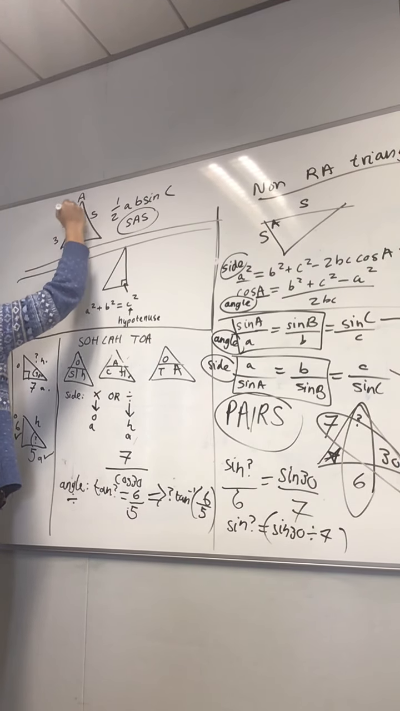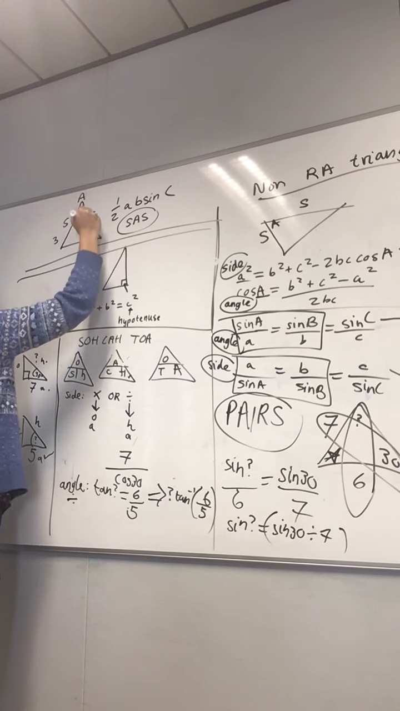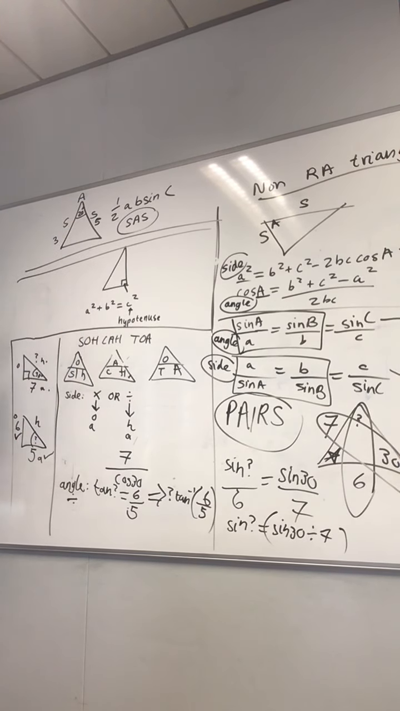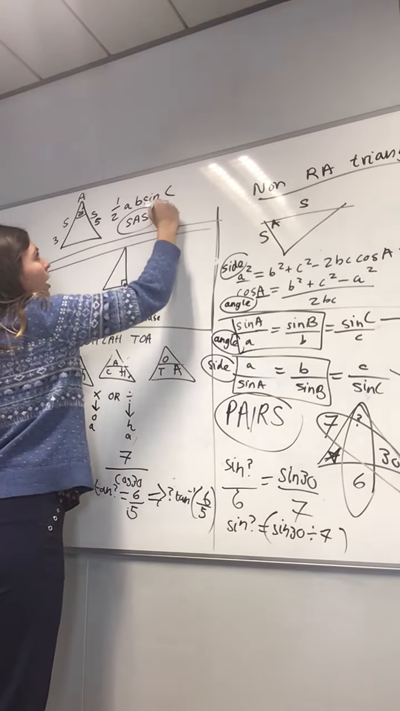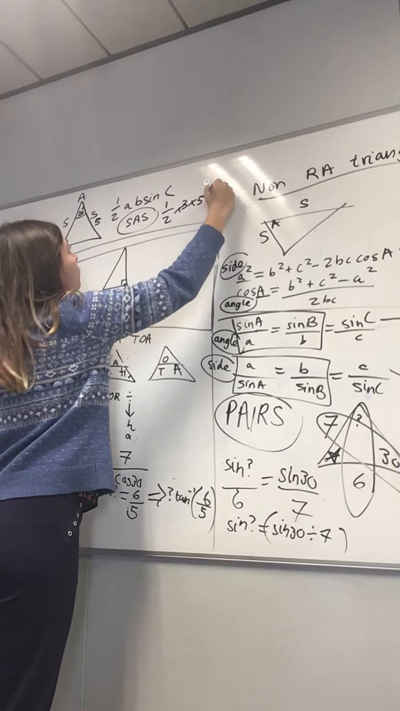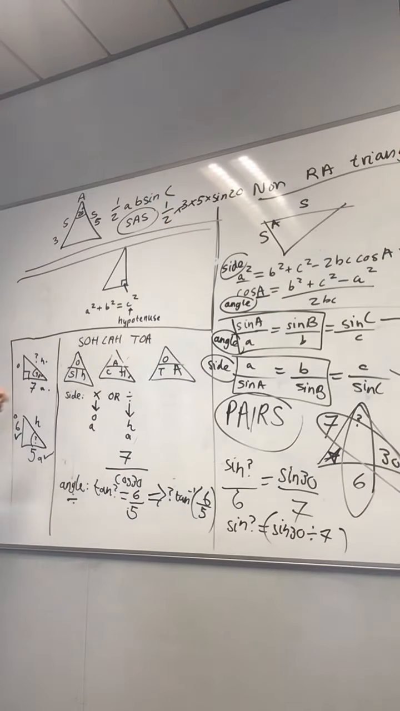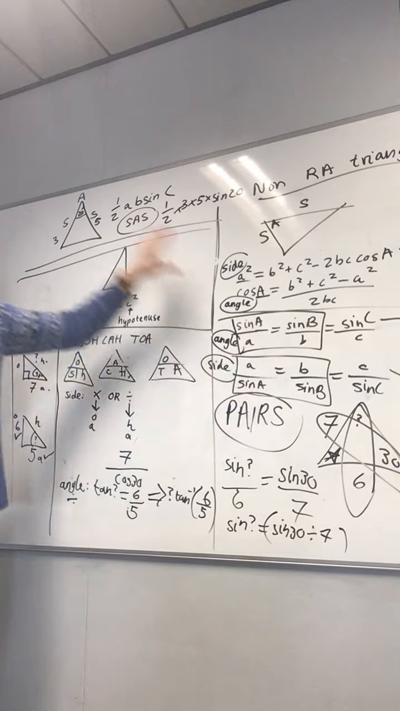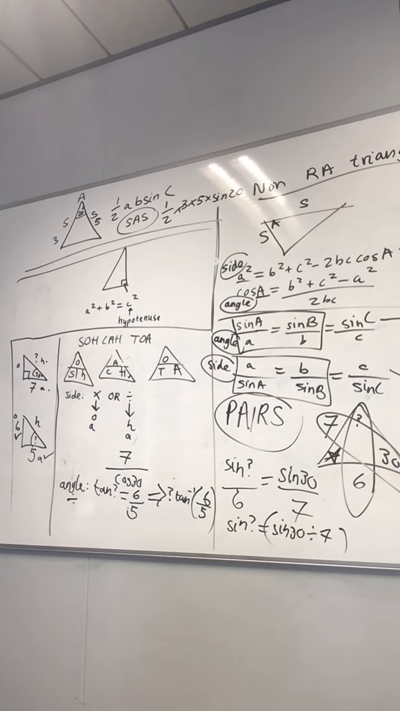Let's say you've got 3, 5, 20. You just substitute into that formula. So you just say 1/2 times 3 times 5 times sine of 20, and that will give you the area of the triangle. So we've got 1, 2, 3, 4, 5 different kinds of ideas all together.